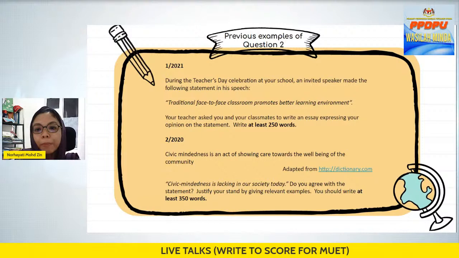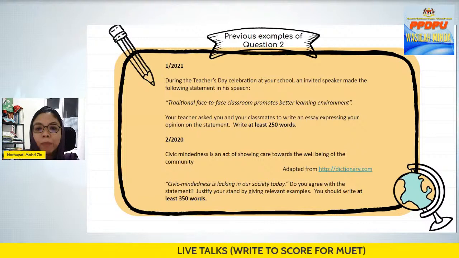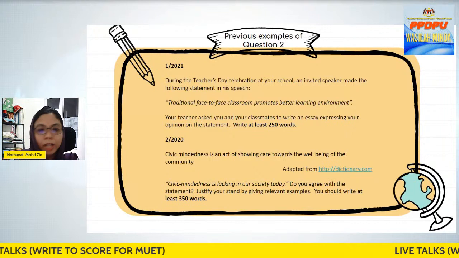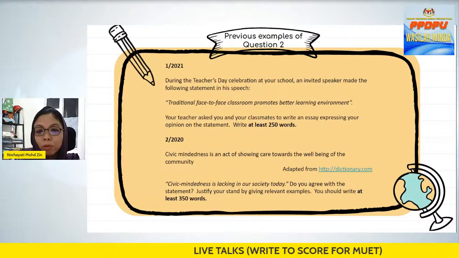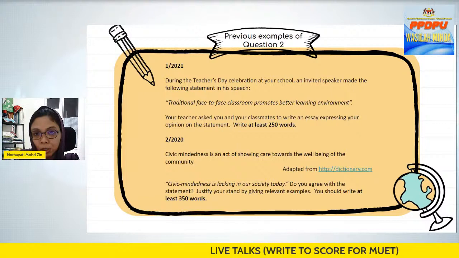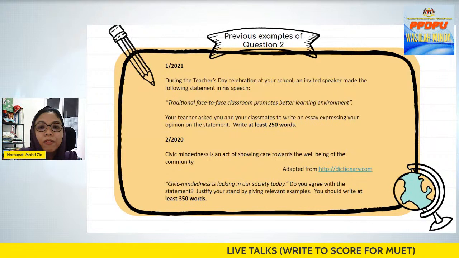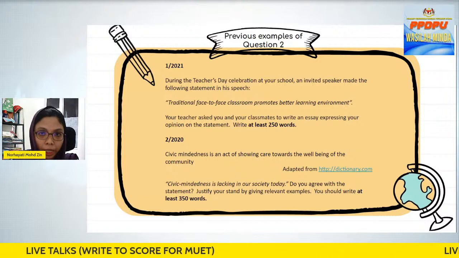So look at the word carefully. What we want here is the learning environment. Not comparing two types of technique here, not traditional face-to-face classroom versus online classroom. We are not looking at that. We are looking at traditional face-to-face classroom promotes better learning environment. So what is learning environment? It's best for you to sit down and define first the topic. A lot of students just straight away start writing, and that is where the problem starts. If you don't have a plan, then you misdefine things, you misunderstood the topic, the whole essay will go off tangent, okay?